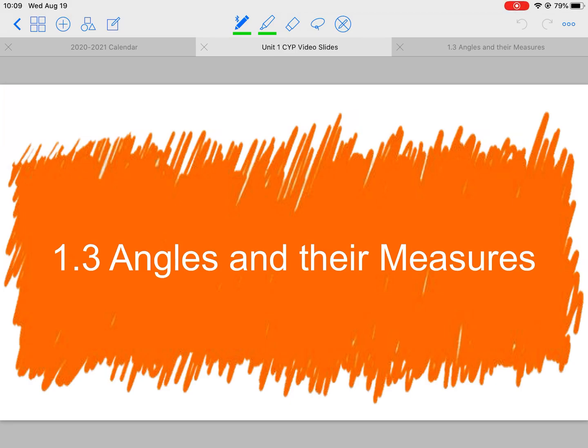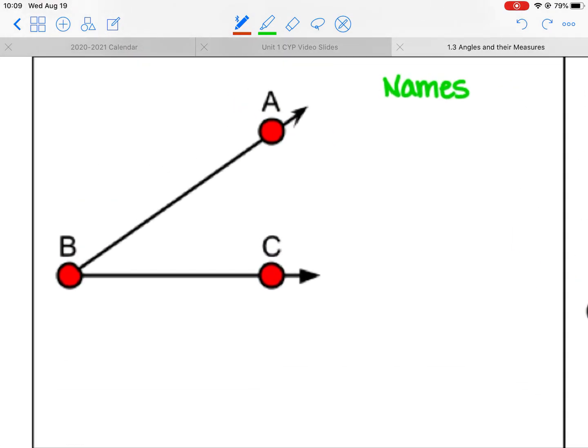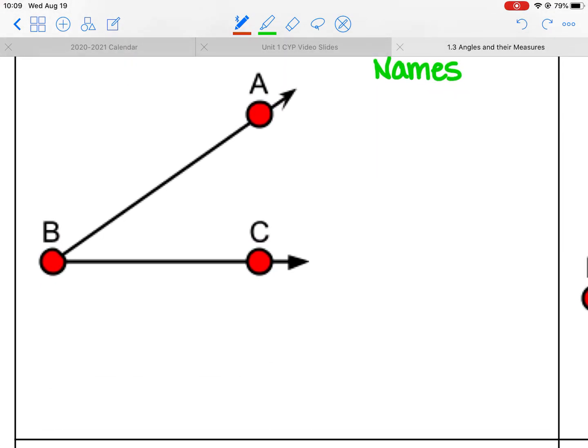In this lesson, we're going to look at angles, how to name them, and how to measure them. So first, let's talk about how to name an angle. An angle is going to be defined by its vertex. The vertex of an angle is where the two rays meet. In this particular angle, the vertex is point B.